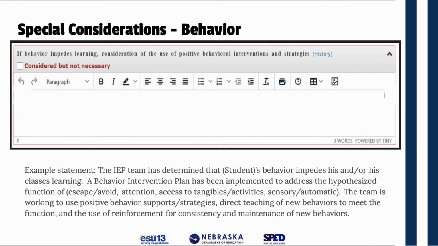The BIP is a working document that we are looking at the data all the time. We're taking data daily, we're looking at the data weekly, and we want to make sure that we have the ability to use this document very, very consistently and not having to call an IEP meeting every single time we look at the data.